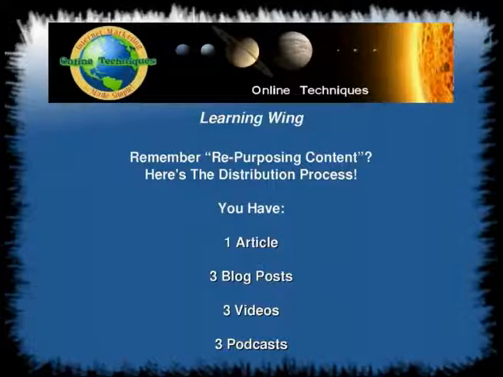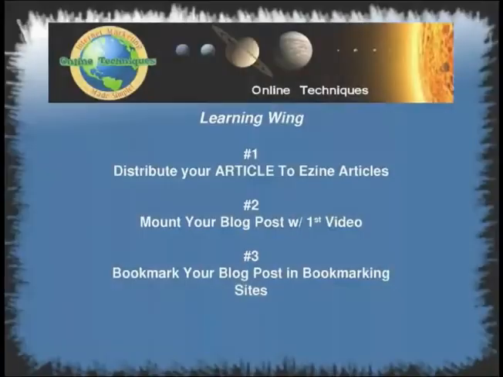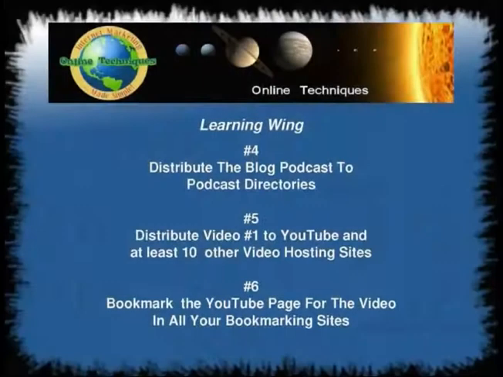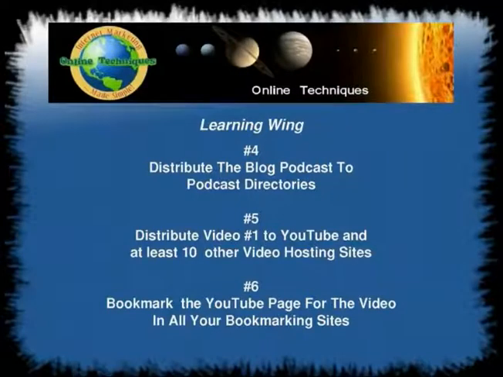Now, remember the repurposing content. If you did what we described, you have an article, 3 blog posts, 3 videos, and 3 podcasts. So instead of doing the process like we said before, if you want to expand it some, number 1, distribute your article to Easy Articles. Number 2, mount your number 1 blog post with the first video. Then, bookmark your blog post in bookmarking sites. Let's just talk about them. And then you've got the first blog post bookmarked in like 40 sites.